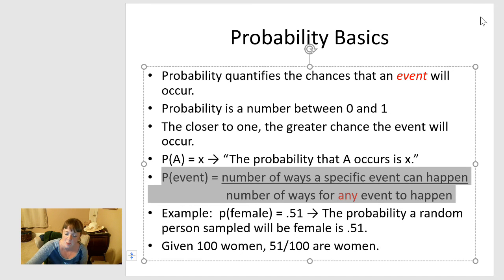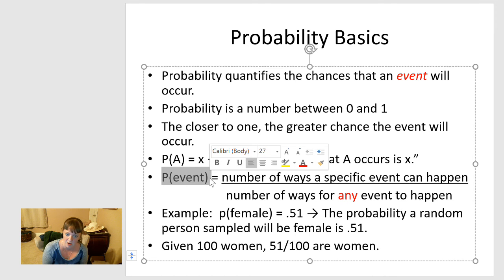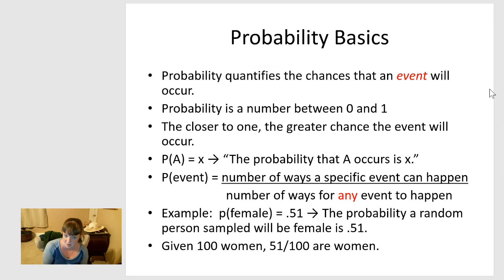When you figure out probabilities, you always have to pick the event that you care about. In this case, I picked women. I just as easily could have picked the probability of being a male, but I picked female. I said, what's the probability that someone in this class is going to be female or a woman? Because I knew that there were 51 women, I said 51 out of 100. That's the most basic probability that you can do.